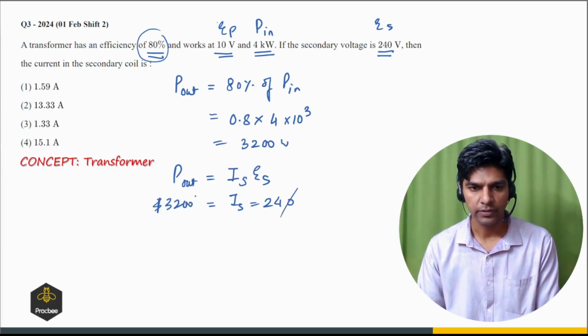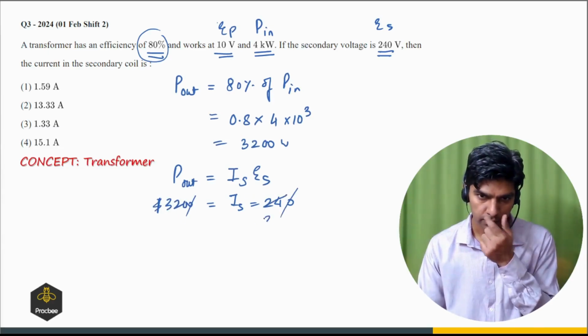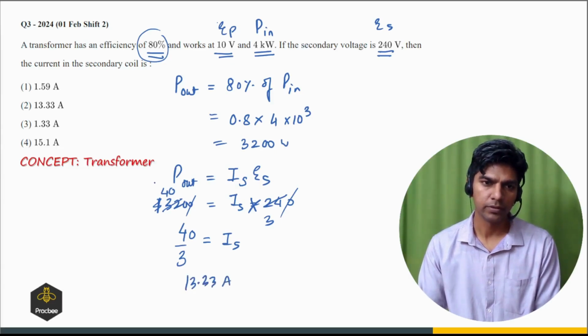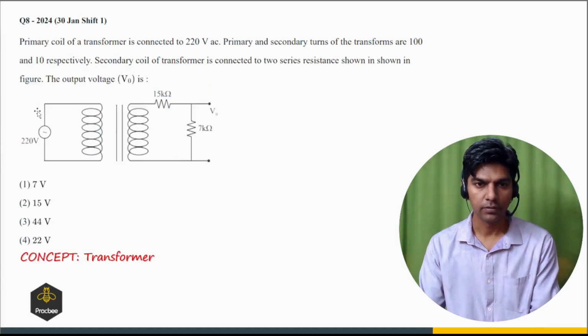So let us simplify this. So this comes out to be 3, and this will be 4. So it will be 4 by 3. Sorry, it's 40 by 3 is the answer. So that will be 13.33 ampere. So option 2 is the right answer.